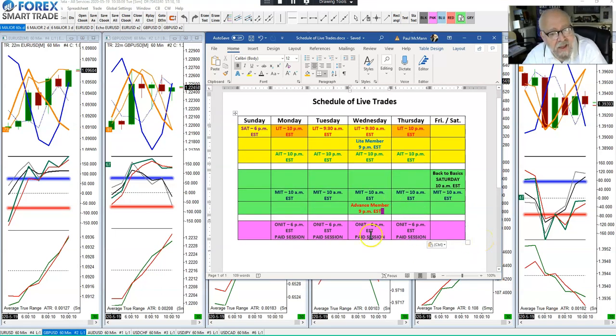Then on top of that, there's a paid session at 6 p.m. Mondays through Thursdays with Dale called the Overnight Impact Trade, which is a little bit like what I send out to you, where I'm giving you an overnight trade.